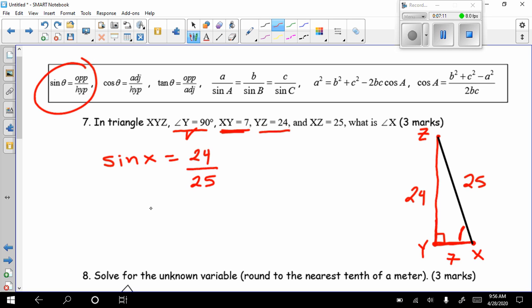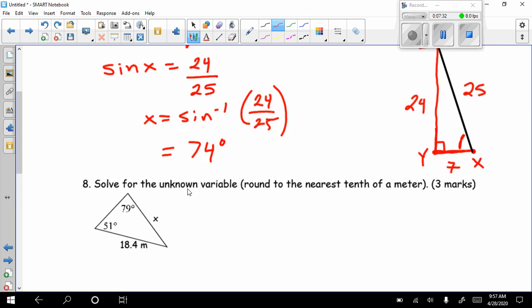And so basically, x is going to be the inverse sine, that's my inverse button on my calculator, of 24 divided by 25. So when I type that in, I get 74 degrees. And that makes sense. That'd be a steep angle there.